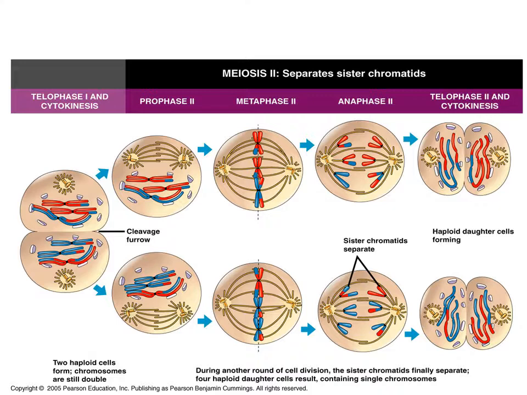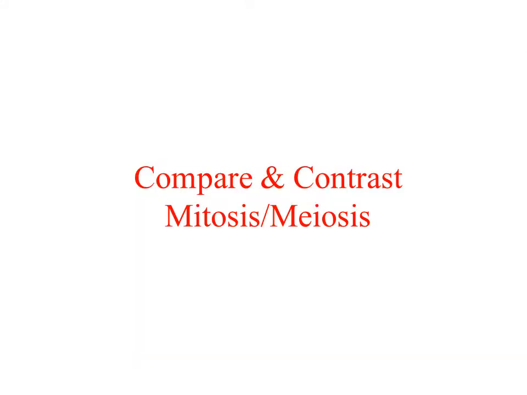So this is a summary of meiosis 1 and meiosis 2. During lab, you're going to take beads and demonstrate this process. Now we're going to compare and contrast mitosis to meiosis.